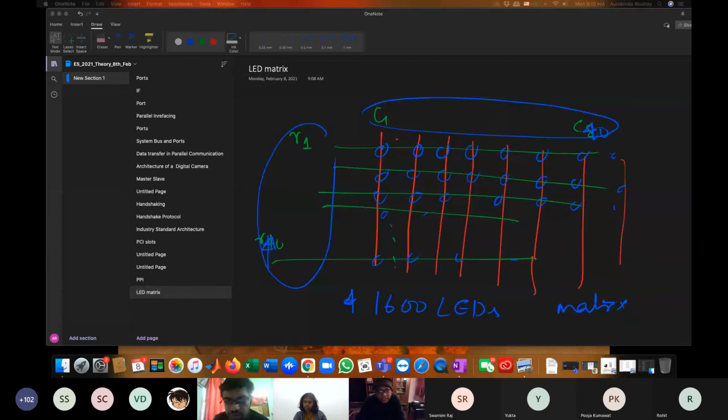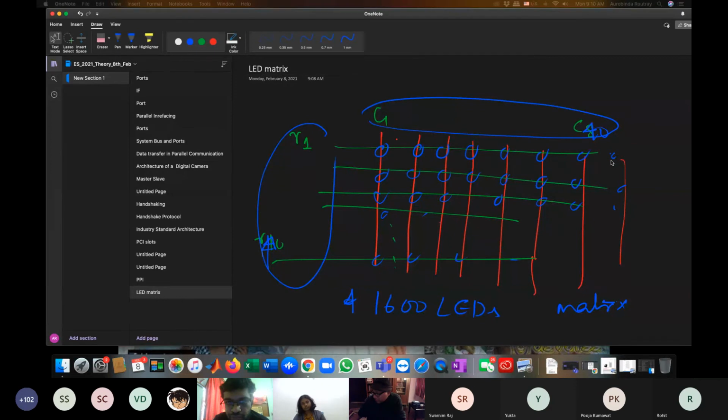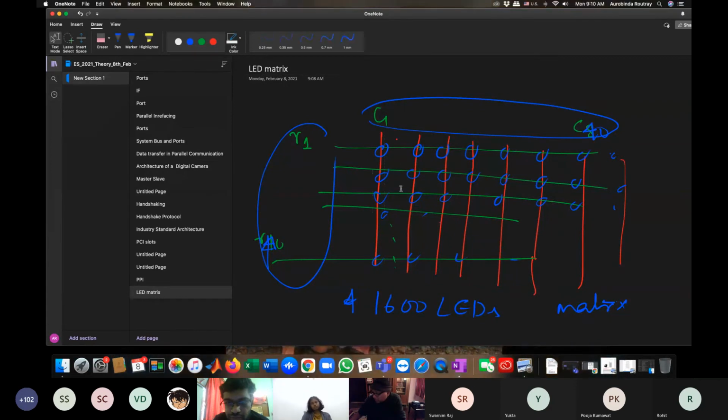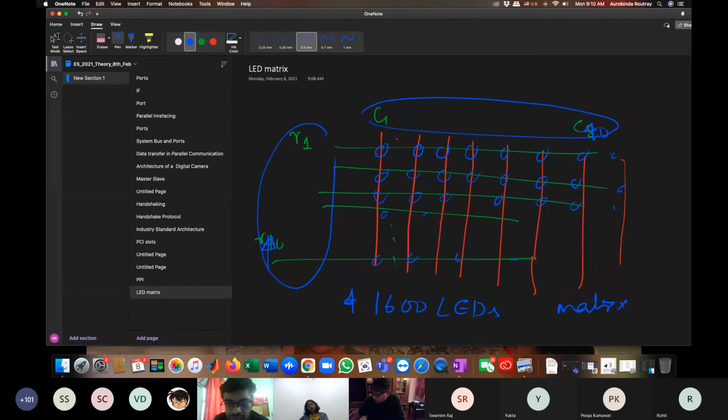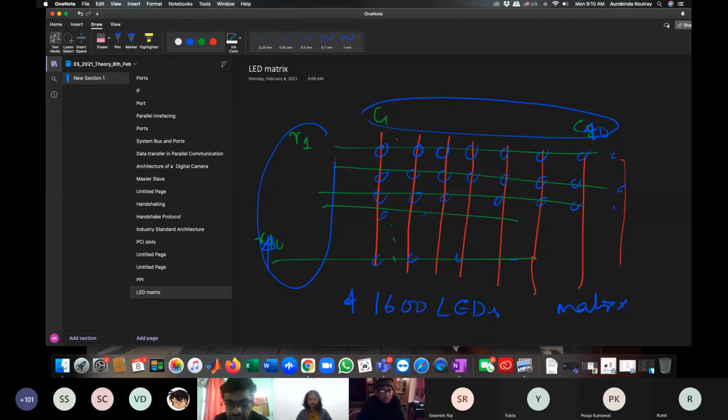It is stored in 1600 locations, starting from 1 to 80, then second column. So like a raster scan, it will go like this, and it will switch on this LED, then this LED, this LED, like this. So how will I display this? Can you suggest any algorithm here?